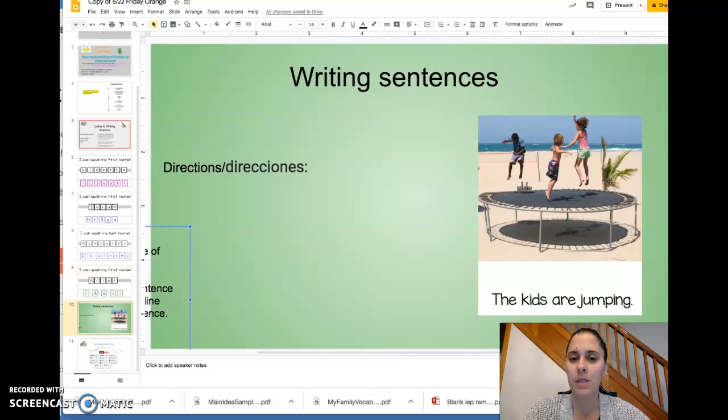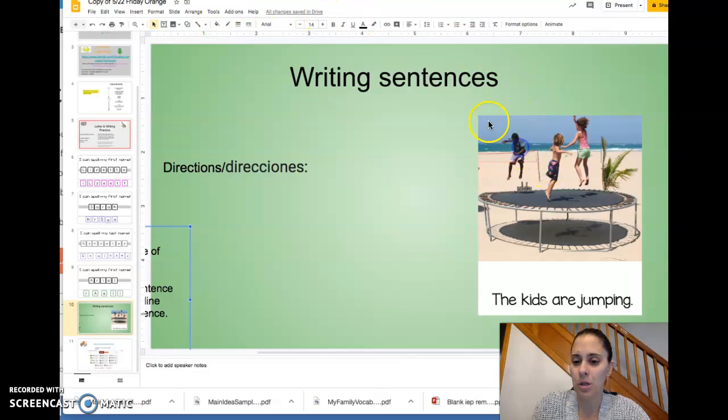Our writing assignment today is we're going to look at a picture, say what they're doing, and write the sentence from a model. I am going to go over the picture with you and the sentence, and then parents, I will show you what you could do with them.